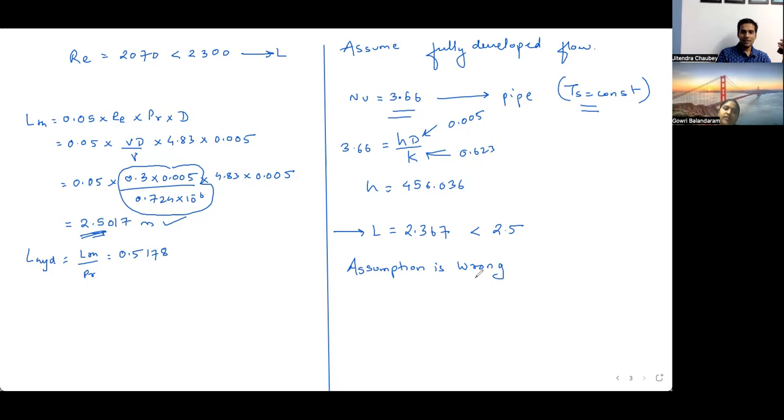You'll have to do all over again. You need to find L. The answer doesn't end there. Once you do the assumption, you'll have to find the value of L. Assumption is wrong, so the flow is developing. So now for the developing flow, we will have to do all this again.